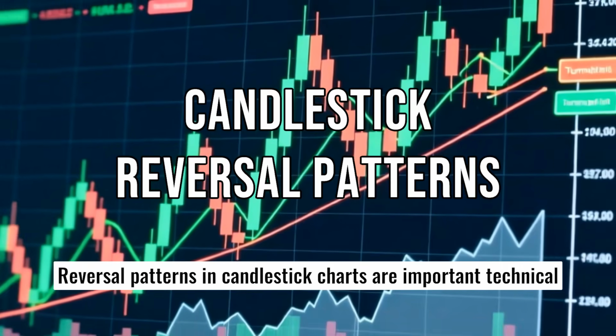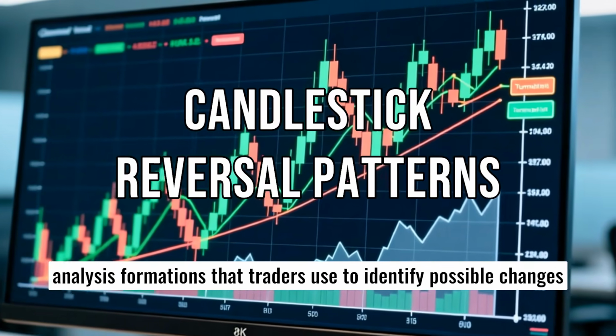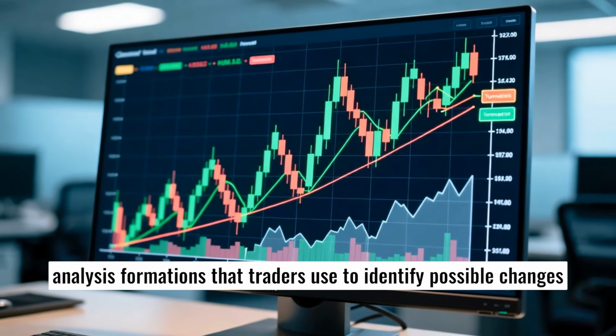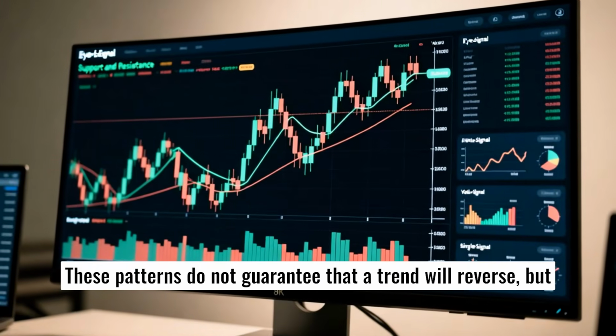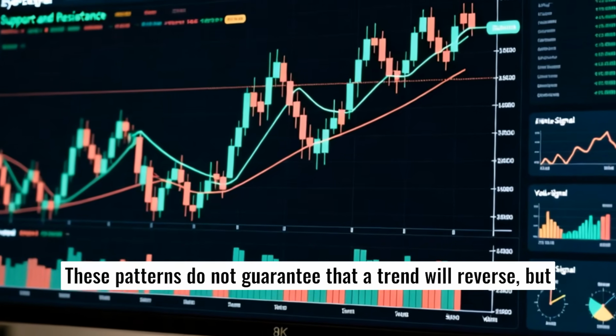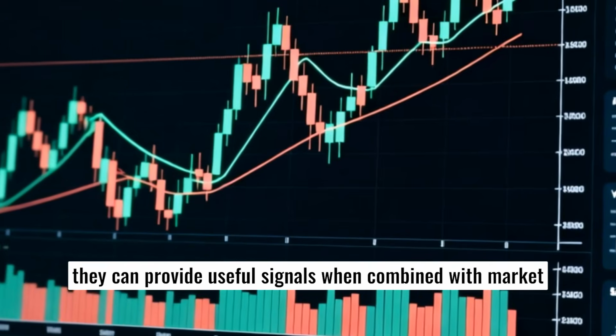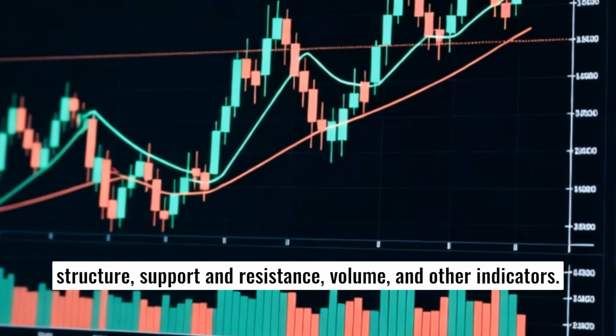Reversal patterns in candlestick charts are important technical analysis formations that traders use to identify possible changes in the direction of price movement. These patterns do not guarantee that a trend will reverse, but they can provide useful signals when combined with market structure, support and resistance, volume, and other indicators.